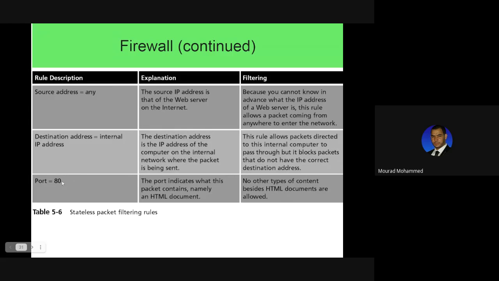This is for the stateless packet filtering. This is an example of the stateless, based on a group of rules: only source, destination, and the service. So the rules will decide whether the source address is blocked or allowed, the destination address is blocked or denied, and the port or service type is allowed or denied.